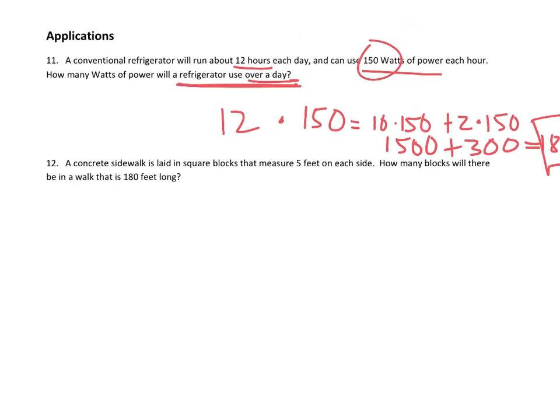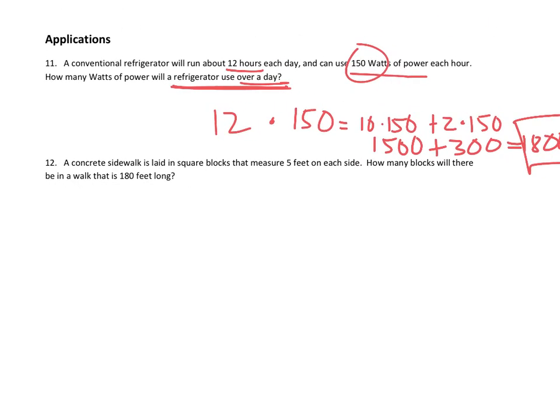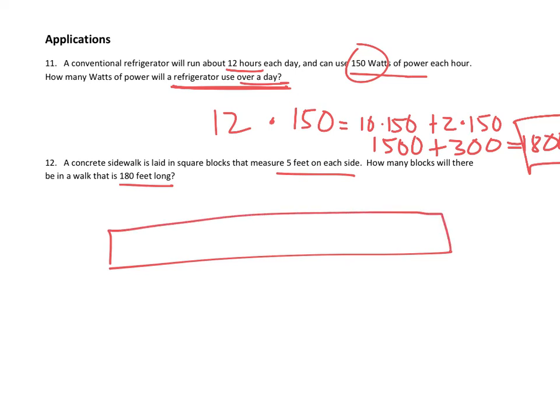We got a concrete sidewalk that is laid in square blocks, and they're measured 5 feet on each side. We want to make a 180-foot long walkway. The question is, how many blocks will there be? So we got 180 feet total, but we're going to break it into fives. Is this a division situation or a multiplication? I think it's a division, right? We got 180. We need to divide it by 5.